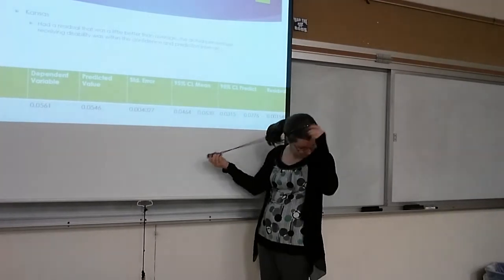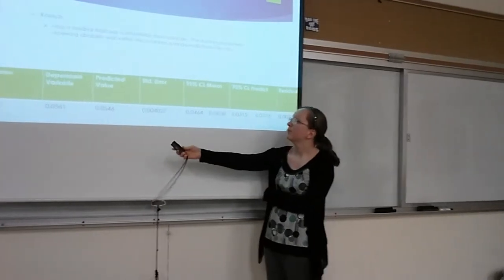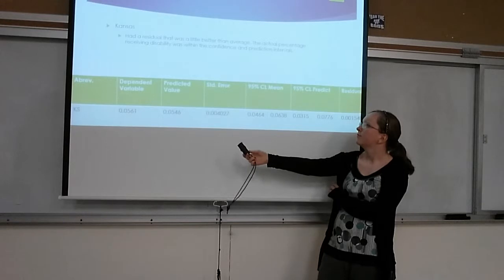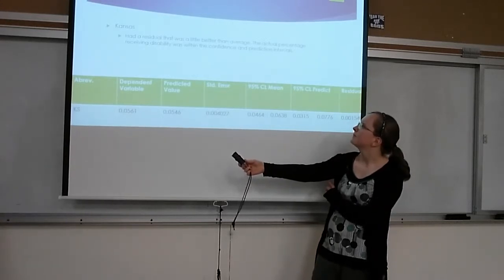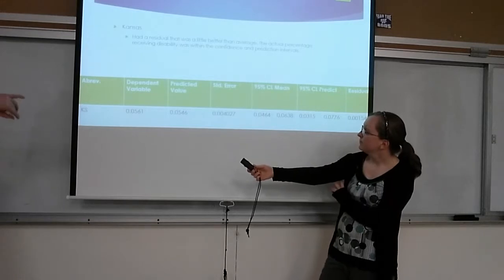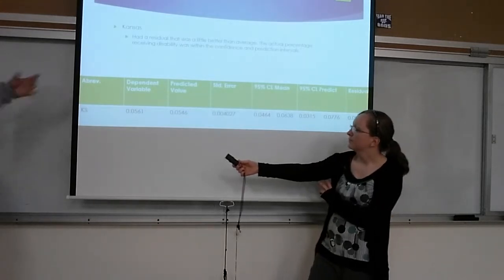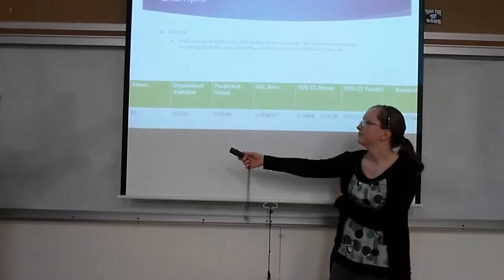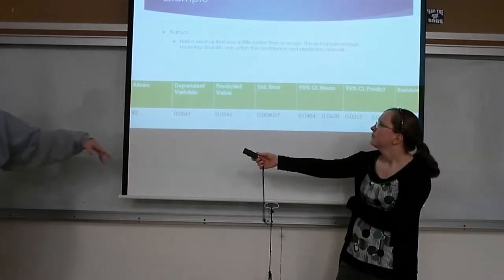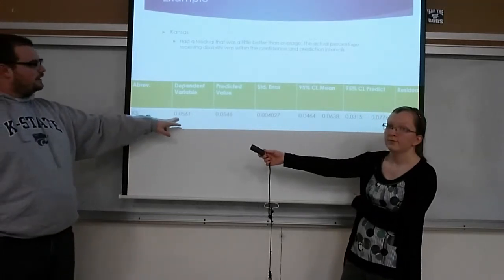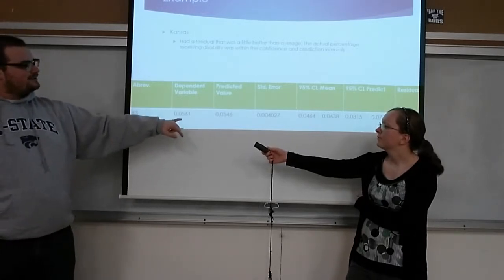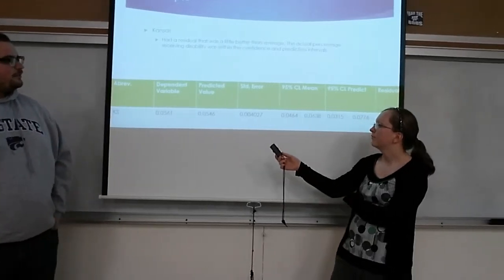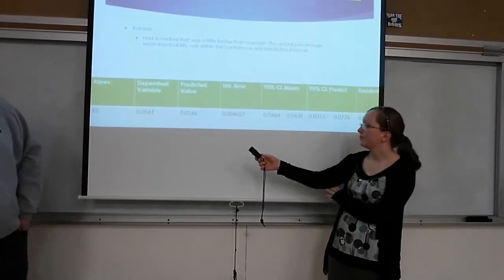And then here are a few examples. We thought we would do Kansas because we live here. So the dependent variable, we're predicting the percent that's on disability. And it is about 5.61%. Our model predicted 5.46%.